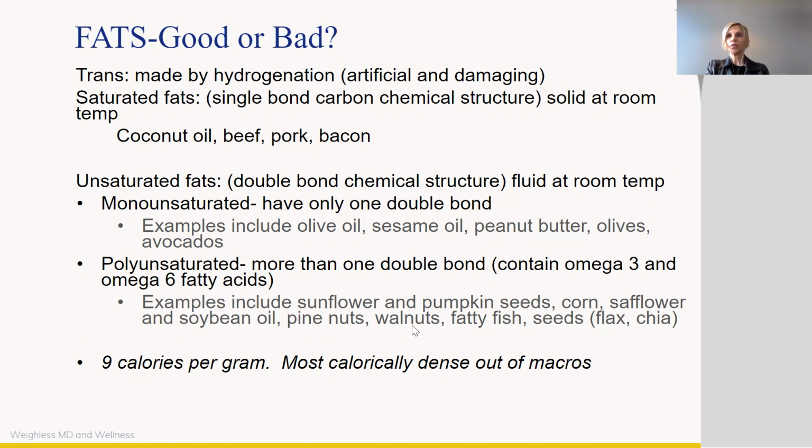We're not really going to get into a lot of detail about the different oils in this presentation, but it's really important to do your research on these different oils, because some of them in this category can actually be quite inflammatory. Fats are the most calorically dense out of the macros. So there's 9 calories per gram, whereas carbohydrates have 4 calories per gram, and protein has 4 calories per gram.